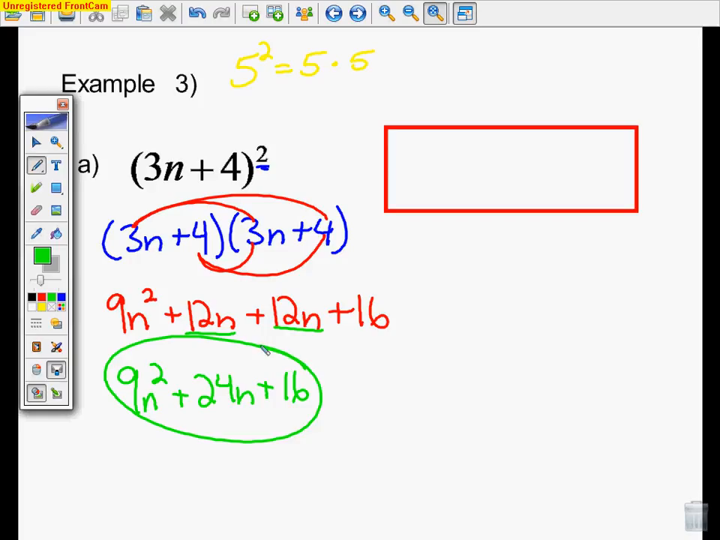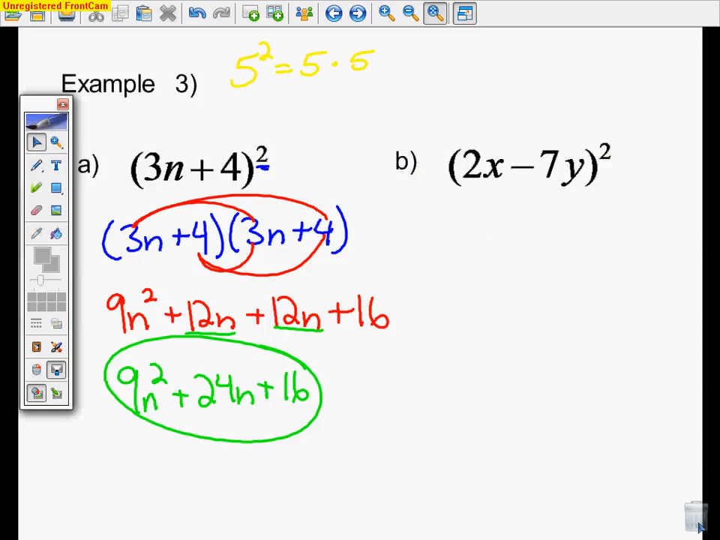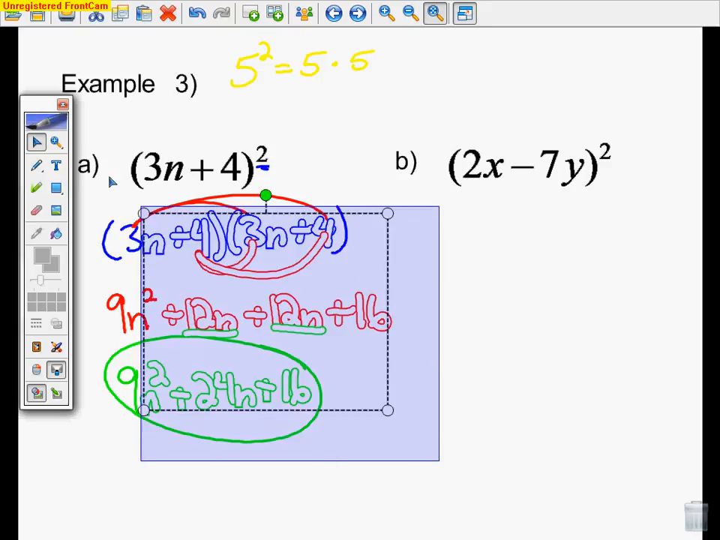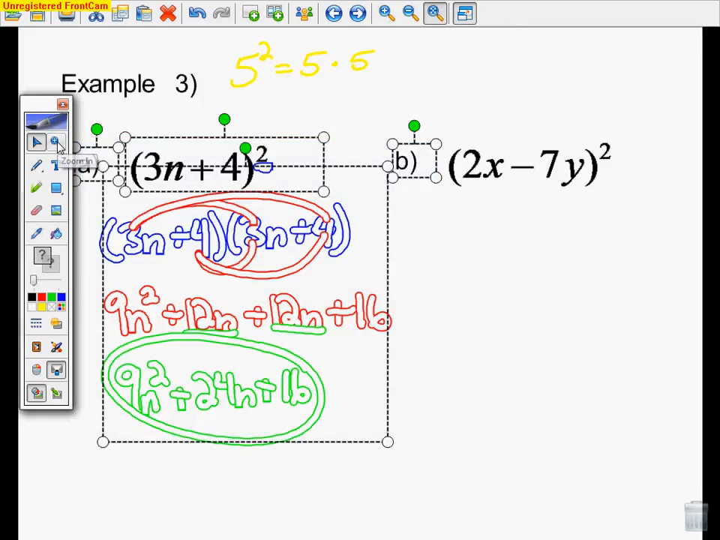Okay? Try this next one on your own. Alright, after you've had time to try that, let's go ahead and do this one together. So let's just move this one out of the way.